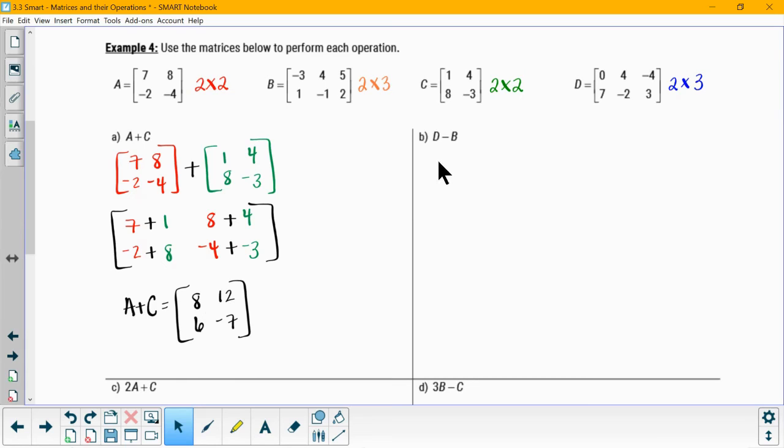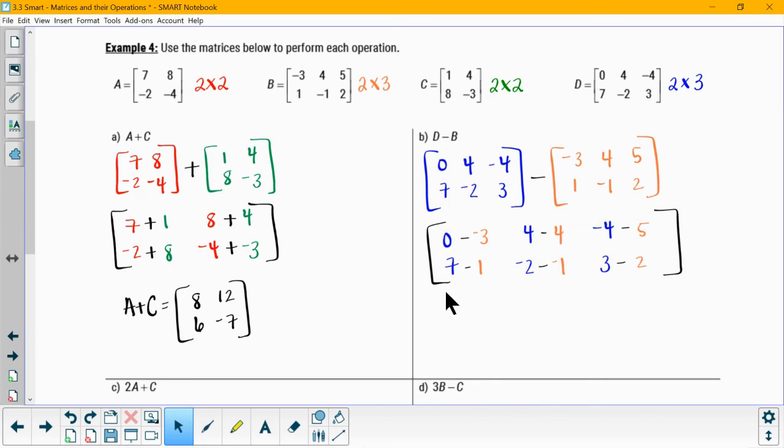For D minus B, I'm going to set it up first. I have matrix D minus matrix B. They have the same dimensions, so I can move on. So I'm going to get all of the entries being subtracted from each other. When I simplify, be very careful with subtracting a negative number. Remember that turns into addition. I'm going to get 3, 0, -9, 6, -1, 1.